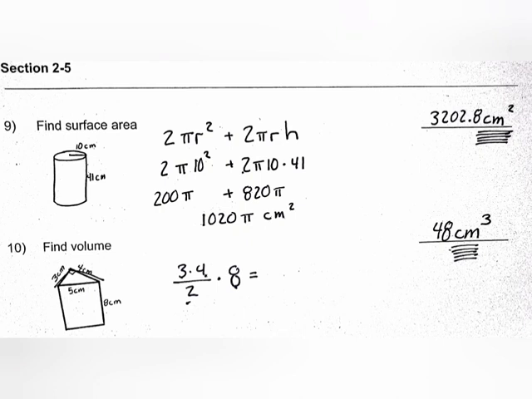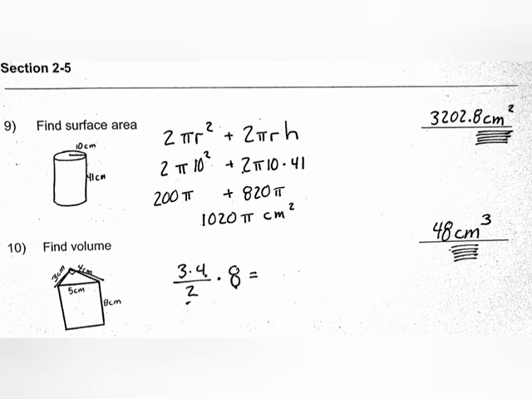For problem 9, we need to find the surface area of a cylinder. So we look at our notes and we find that it says 2 pi r squared plus 2 pi r h. R in this case is 10, h in this case is 41. Plug those numbers in, we get 2 pi 10 squared plus 2 pi 10 times 41, which is 200 pi plus 820 pi, which is 1020 pi centimeters squared.